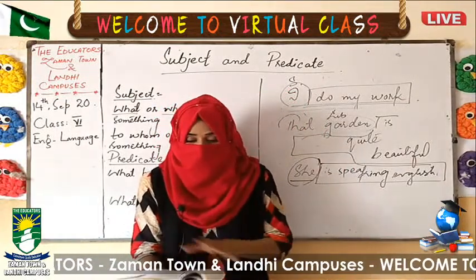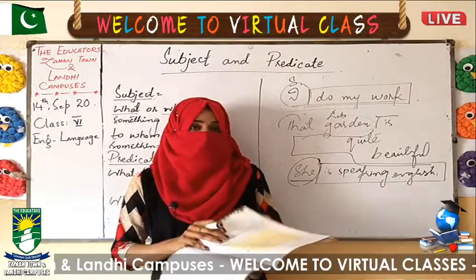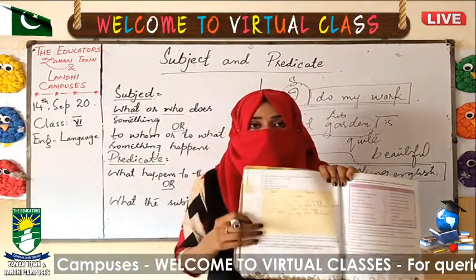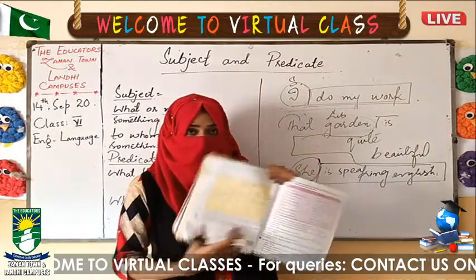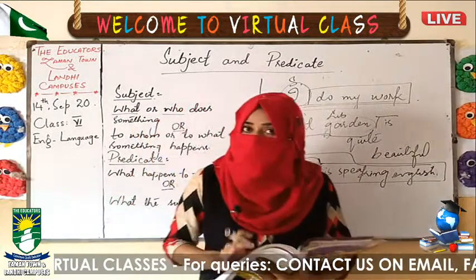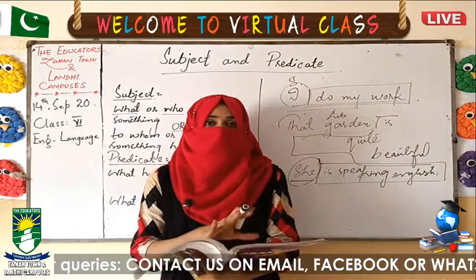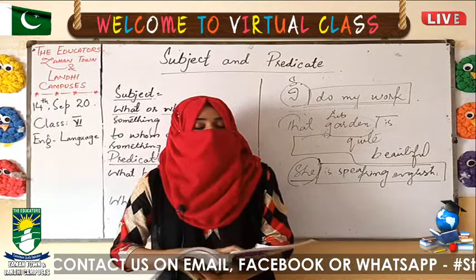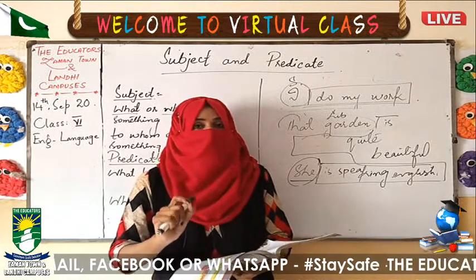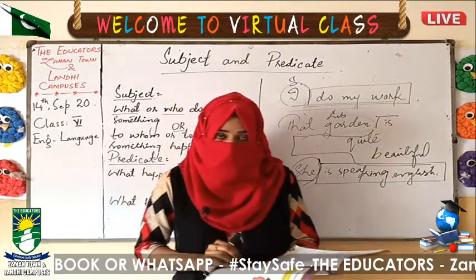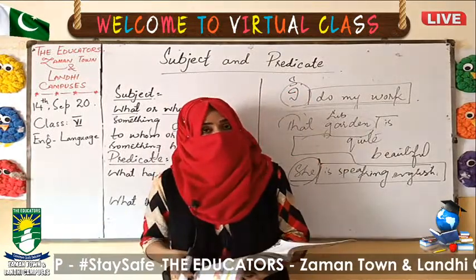How to do these sentences? As I was showing you the table here, it has two columns. The first is subject and the second is predicate. You are supposed to copy the 5 sentences in your copy after doing the definitions. Then make the table in your copies. Then the sentences which you have copied, take out the subject and predicate from all those sentences and separate them in the table which you will make.